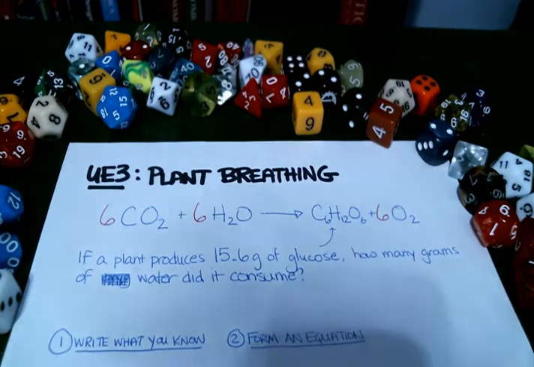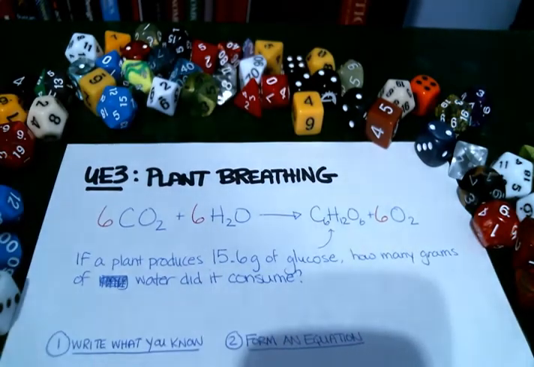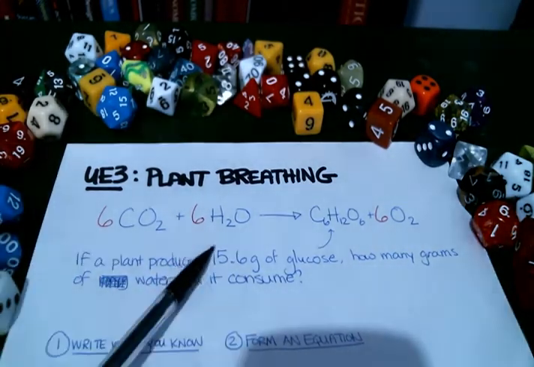Now, as you can see, there are no molecules, no particles, nothing like that referenced in the question, so we're not going to have to worry about Avogadro's number, but we certainly should calculate the molar masses of the two chemicals that the question is referencing, which are glucose, C6H12O6, as well as water, H2O.